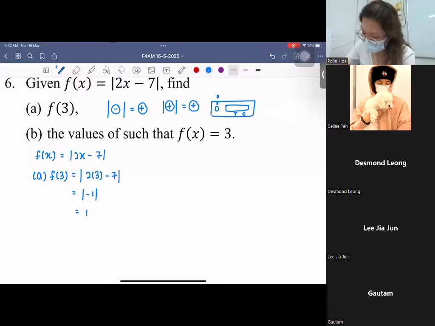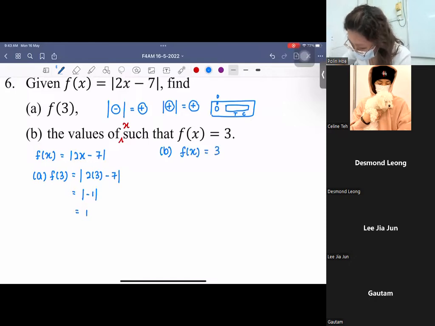And then part B. Find the values of x such that f(x) equals 3. So it means f(x) equals 3: |2x minus 7| equals 3.